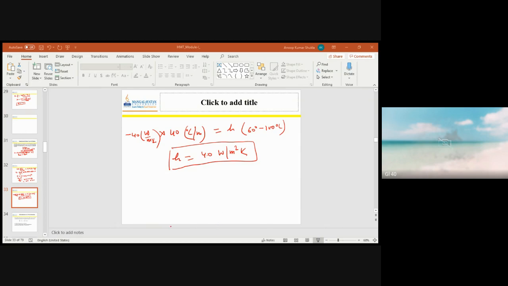and equate this HR, the radiative heat transfer coefficient, with sigma epsilon A Ts raised to power 4 minus T infinity raised to power 4. So we can find out this radiative surface heat transfer coefficient, which we are assuming.